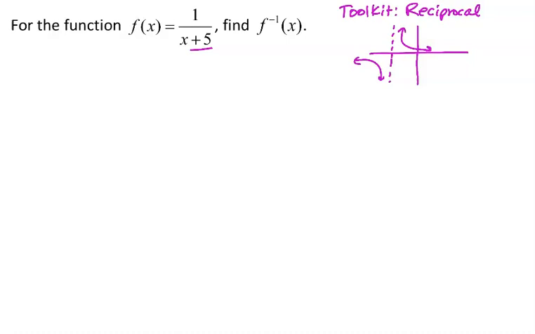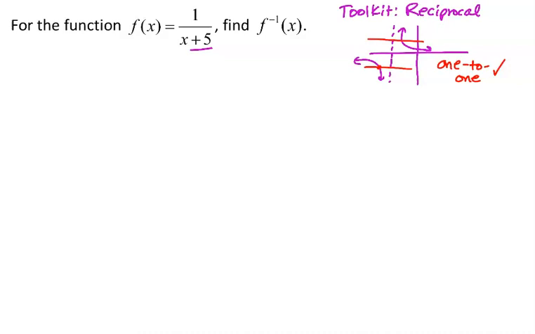The way that we check that a function is a one-to-one function is using our horizontal line test. And no matter where we draw a horizontal line on this graph, it would only intersect our graph in one place. So you can imagine anywhere you draw it in, it would have just one single intersection point. So this is a one-to-one function. Because it's one-to-one, it means that an inverse does exist.